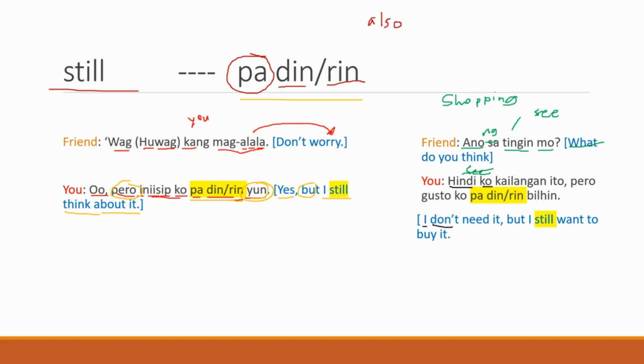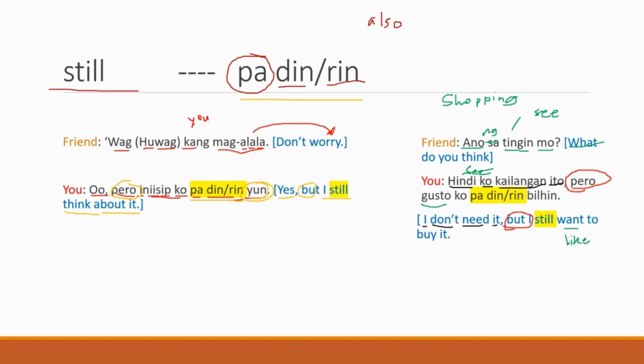Ko is I. Kailangan is need. Ito is it. Again, I don't need it. Hindi ko kailangan ito. Pero is but. But I still want to buy it. Pero gusto ko pa din bilhin. Gusto is want or like.